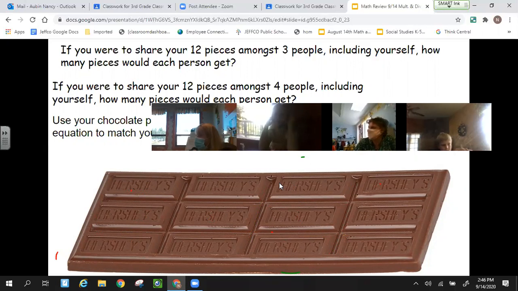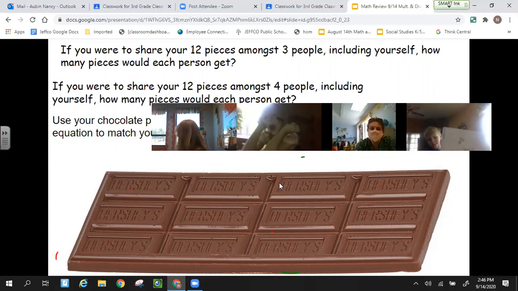Go ahead and do it with your pieces and then write a division problem to match it. So at home, you are going to draw a picture of how you would divide those 12 pieces amongst 3 people and then write a division equation to match it. Hold it up when you have it. So let's see, how are you going to divide it up between 3 people? Go for it. So how are you going to figure that out? Good job, Abby.